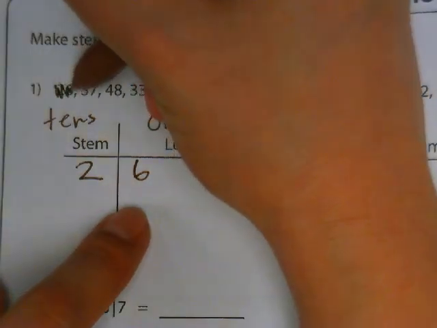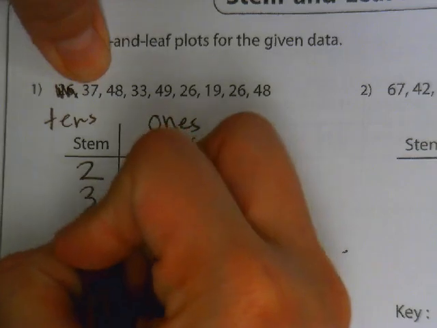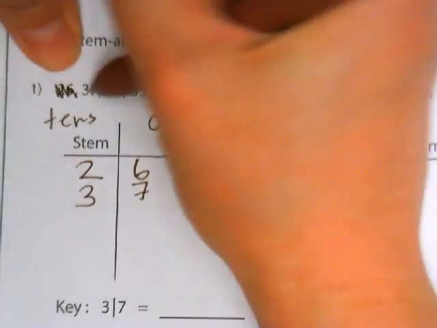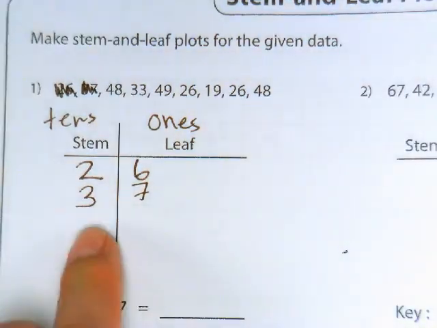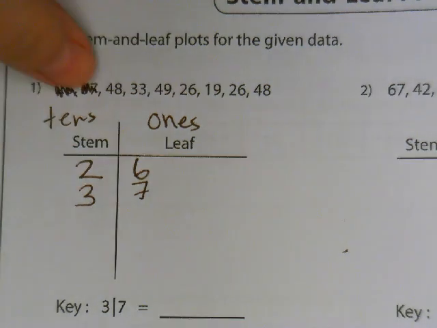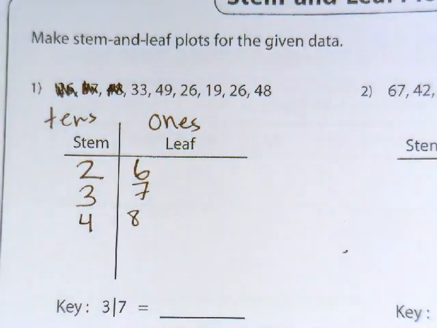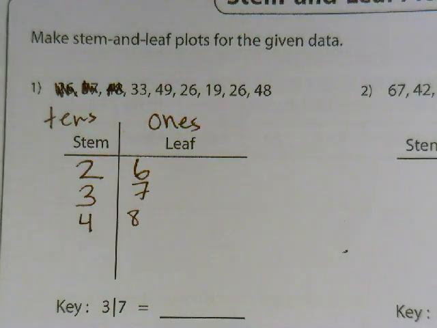Cross that out. Next number is 37. Which number is in my tens? 3. Which is in my ones? 7. This is read as 37. Okay, 48. How do I write 48? Breaking it up, 4 and 8. Now stop right there. So far so easy, right? But wait. We're on page 10.